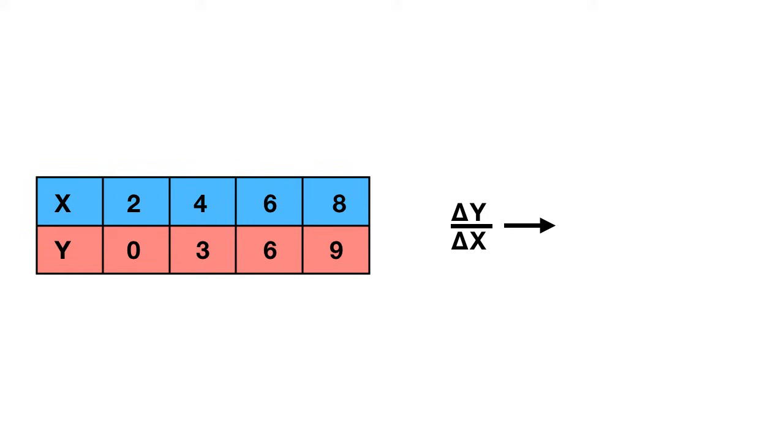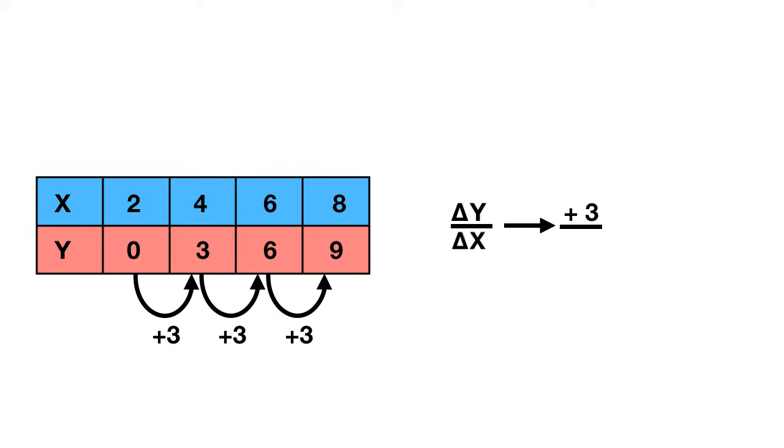What's happening when I move from 0 to 3? I'm going up by 3. What happens when I move from 3 to 6? I'm also going up by 3. And moving from 6 to 9 is also going up by 3. So what is my change in y? My change in y is a positive 3.